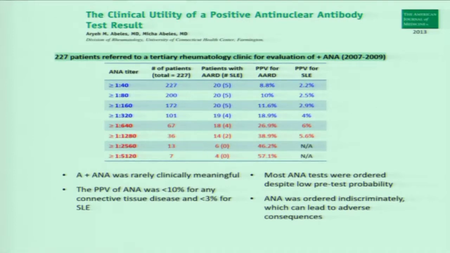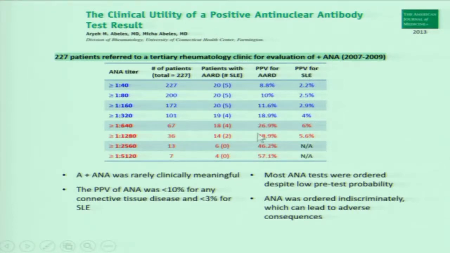Now, how useful is a positive ANA in the general hospital? So here, patients were referred to a tertiary rheumatology clinic for evaluation of ANA. What you can see here is that, once again, even at titers as high as 1 to 320, which is fairly positive, the positive predictive value is fairly low for any autoimmune rheumatic disease, and for SLE it is even lower.